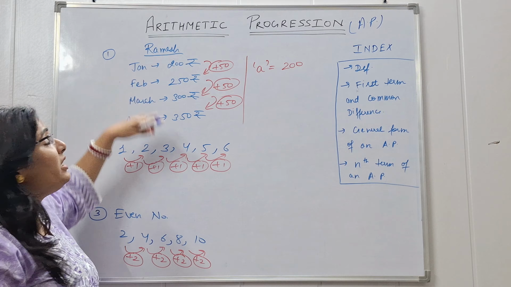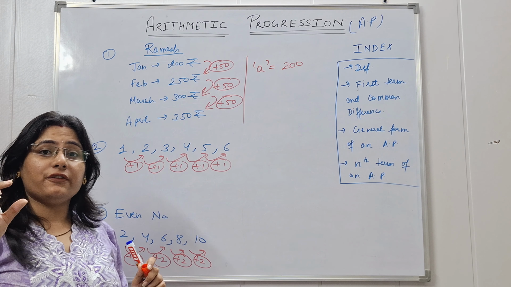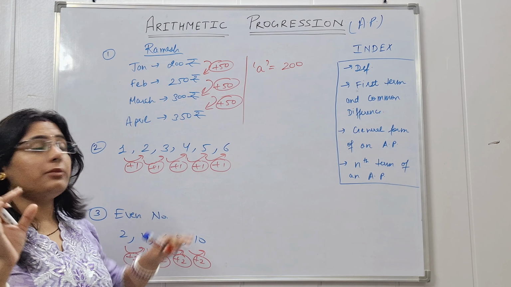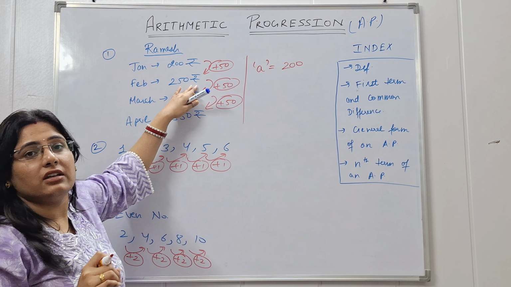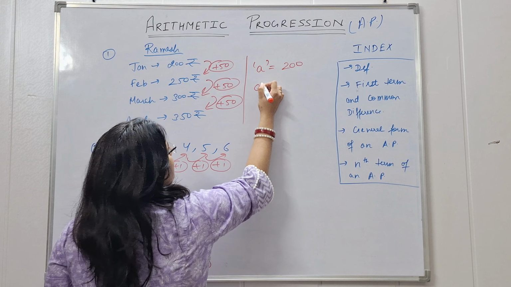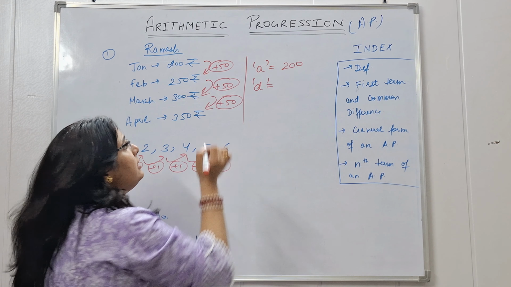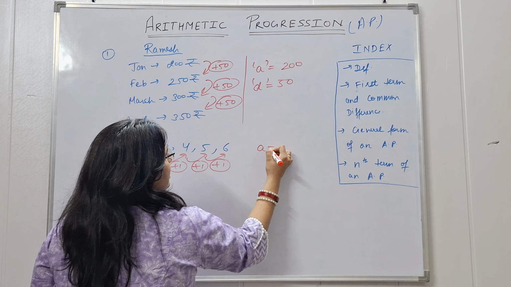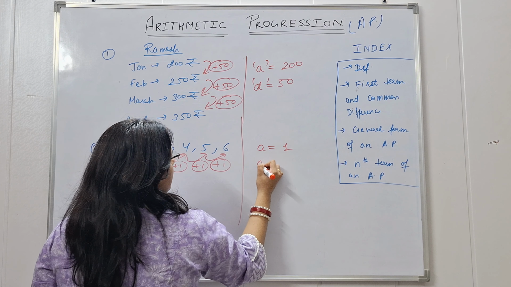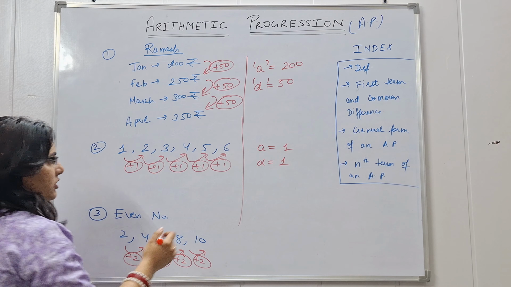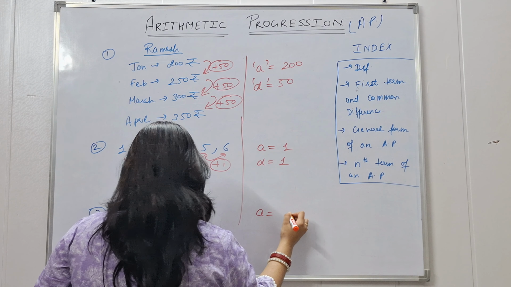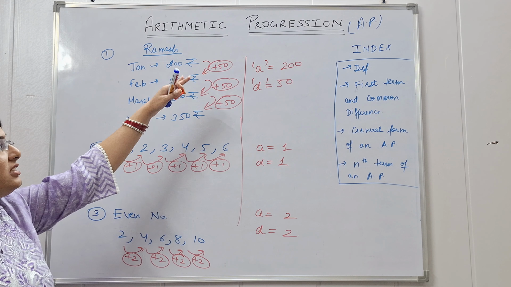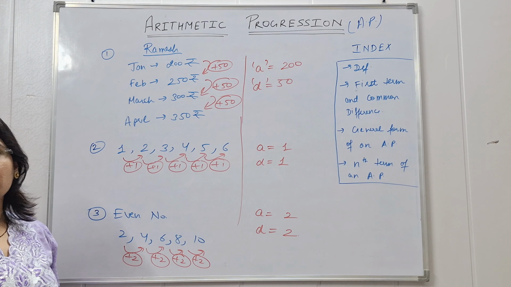Clear? Now common difference. Common difference means the difference between two consecutive terms. That is the constant number which we added to obtain the next term. That is called the common difference, and denoted by D. In this case the common difference is 50. Similarly here first term, that is A, is 1 and D is also 1. Here the first term is 2 and D is also 2.